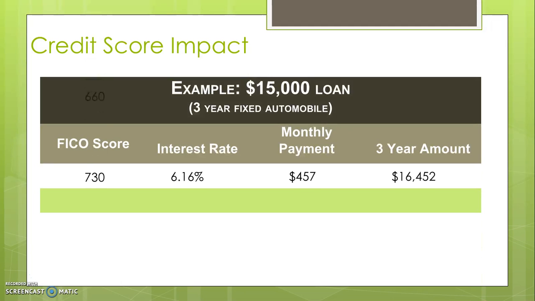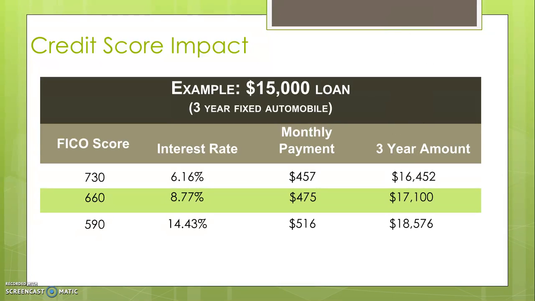Okay? And we can see right here how your credit score impacts really everything in your life. So on this chart, we see 3 different people with 3 different credit scores. One person has a 730 credit score. One person has a 660. One person has a 590. You will get a better interest rate simply for having a better credit score.